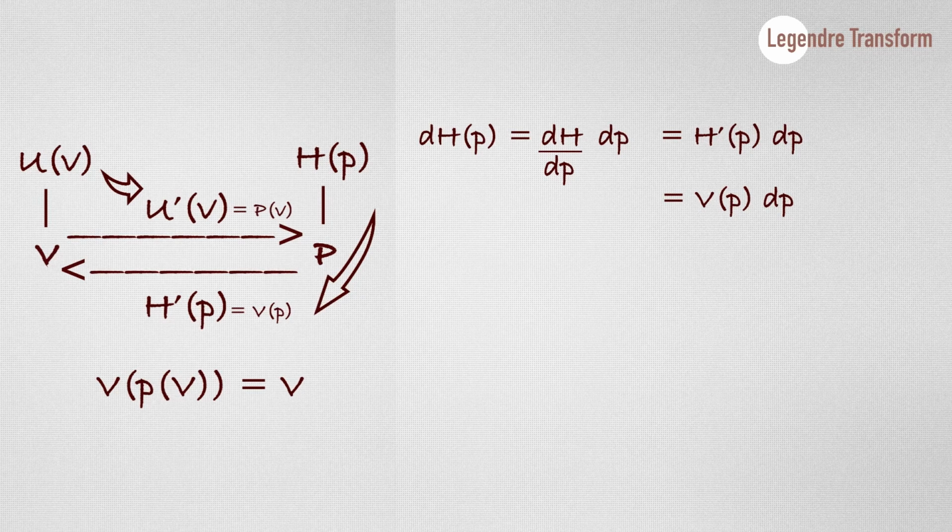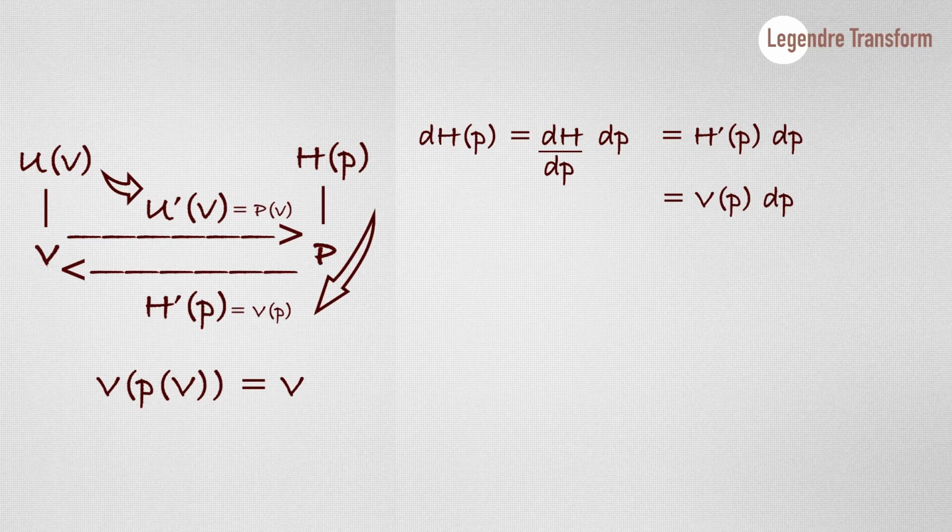We don't know what h is, but we know that we want its first derivative to be equal to the volume of the pressure, which itself is known. So this is the constraint that we place on h in order to figure out what h is with u, the energy, as our starting point.